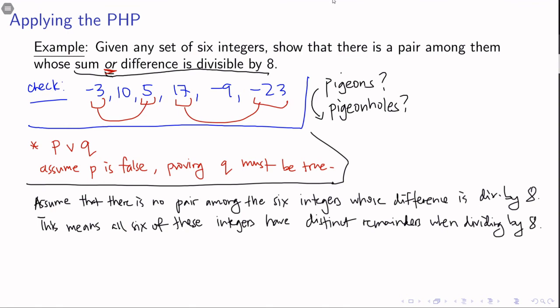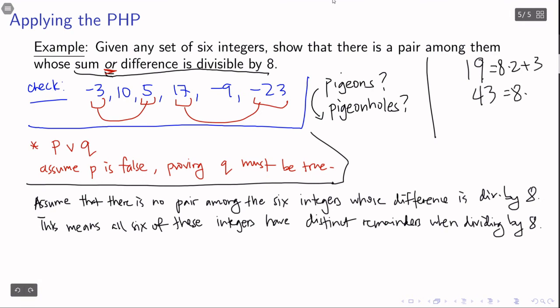Right? Because if two of them had the same remainder, say 19 and, I don't know, 43, right? These both have remainder 3 when you divide by 8. When you subtract them, the remainders cancel, and you're left with something that's evenly divisible by 8. So now we're at a point where we've assumed that all of them have distinct remainders.